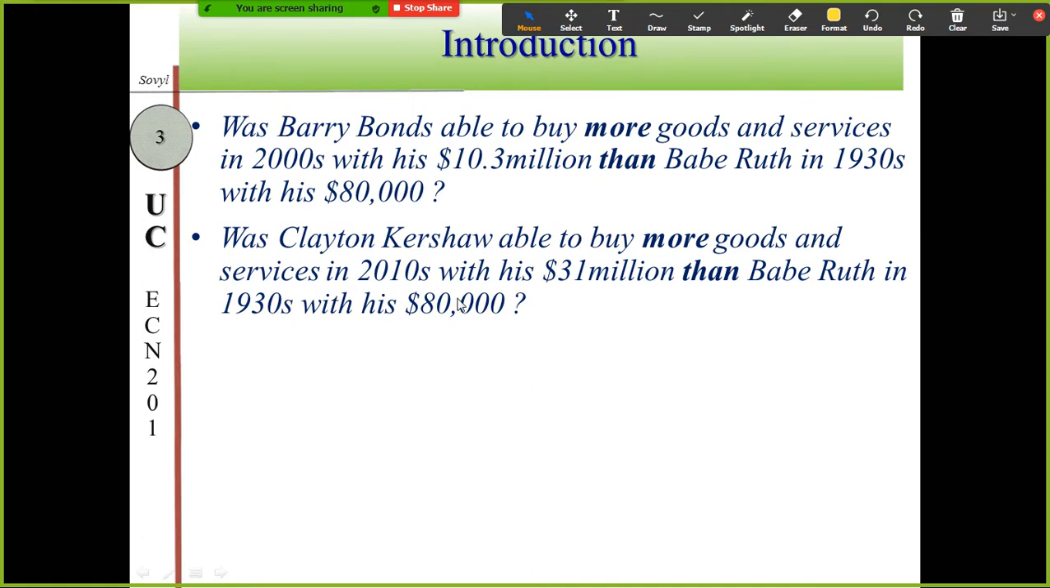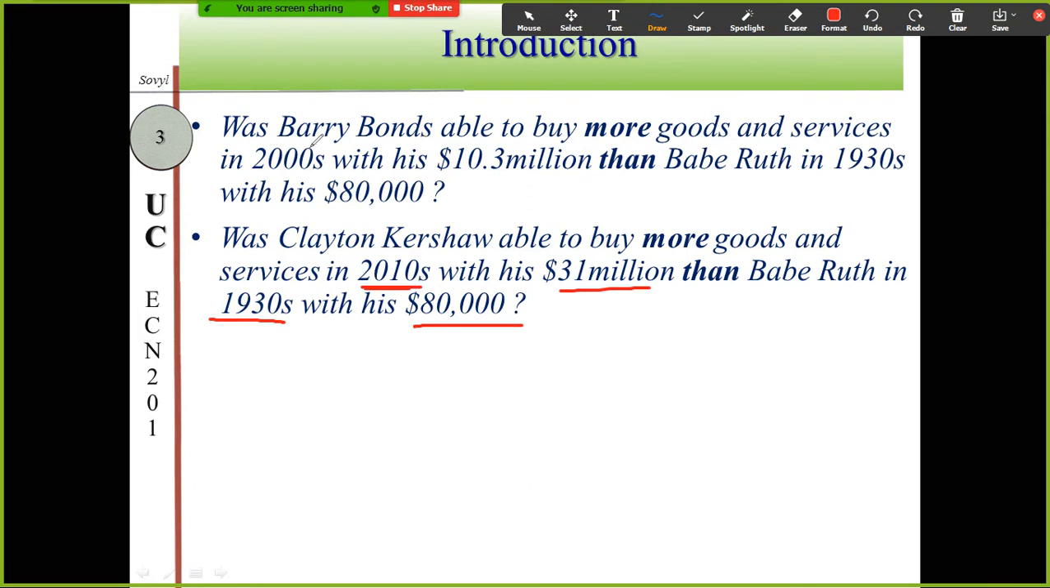Better. What does it mean, better? Better means this money has more power than that money. If $80,000 in 1930 is better than $31 million in the 2010s, it means that $80,000 could have more purchasing power, buying power, than $31 million in the 2010s.